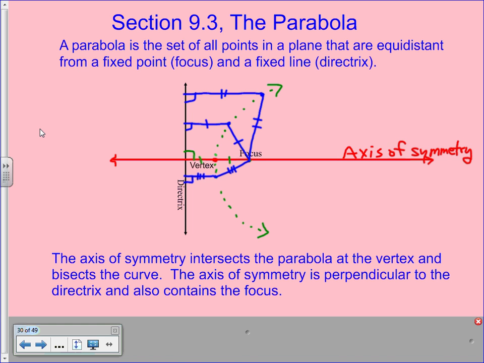Reading it one more time before we turn the page. The axis of symmetry intersects the parabola at the vertex and bisects the curve. The axis of symmetry is perpendicular to the directrix and also contains the focus.